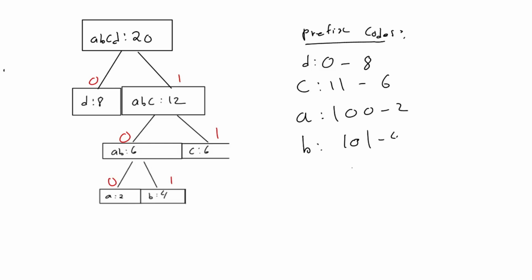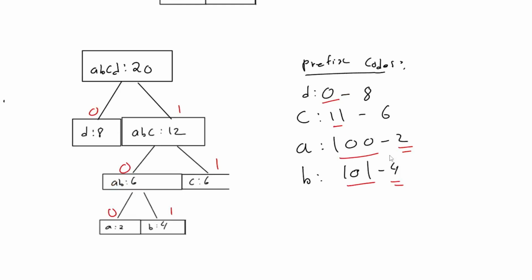We can see that the smaller our frequencies are, for example 2 and 4, the longer our prefix code is going to be. So we're making this as optimal as possible. For a frequency of 8, we have a 1-bit code, and for 6, a 2-bit code. Hopefully this made sense. And that is it for Huffman's algorithm. Have a good day.